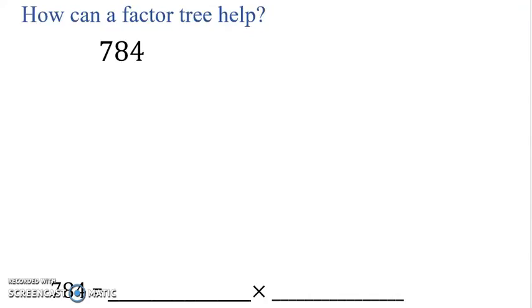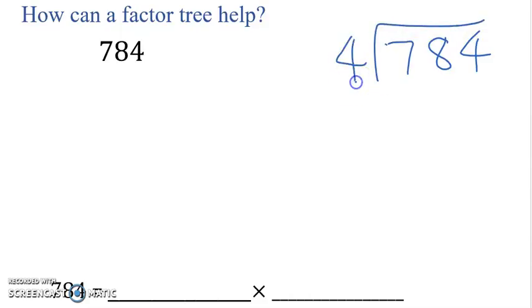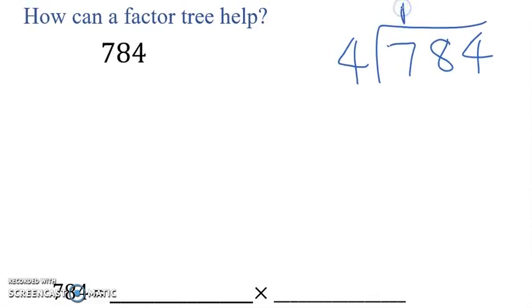So we can see once again we've got 784 and 4. So I'm going to divide. I can see that 4 goes into 784. I'm going to divide that by 4. 4 goes into 7 once, remainder 3. 4 into 38 goes 9 times, remainder 2, because that's 36. And 4 into 24 goes 6 times.